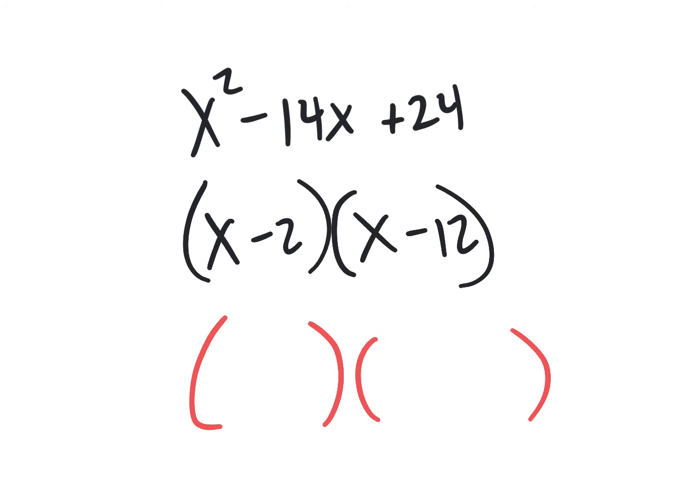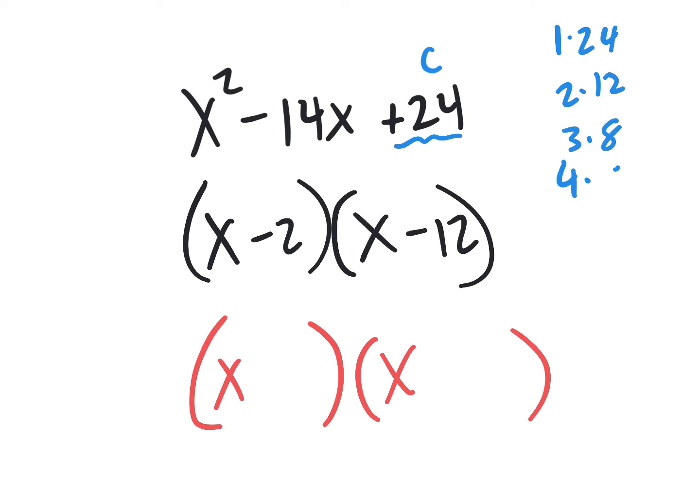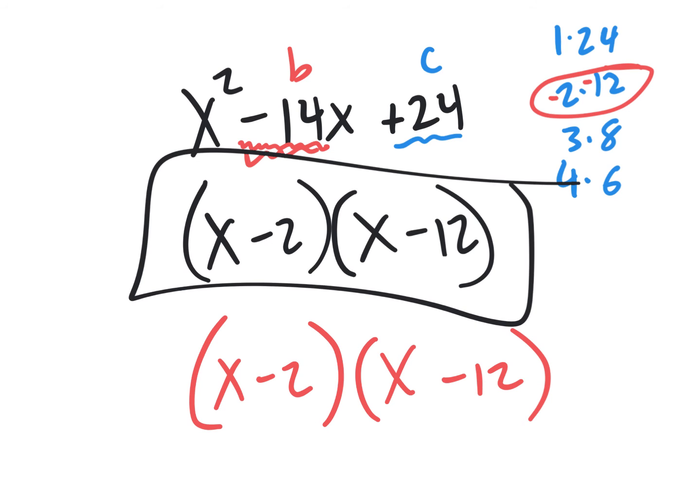You set this up first, the x and the x. And then you think of the multiples of your c value. So make a list: 1 times 24, 2 times 12, 3 times 8, 4 times 6. Out of those pairs of numbers, which combine to give you the middle value negative 14? That's 2 and 12. That gives you positive 14, but we want a negative 14. So we have the right numbers, just the wrong signs. So you would change that to a negative, change that to a negative, and that's how we get the negative 2 and the negative 12 that you guys already gave me from the start. I just wanted to explain it. Are we cool with that?